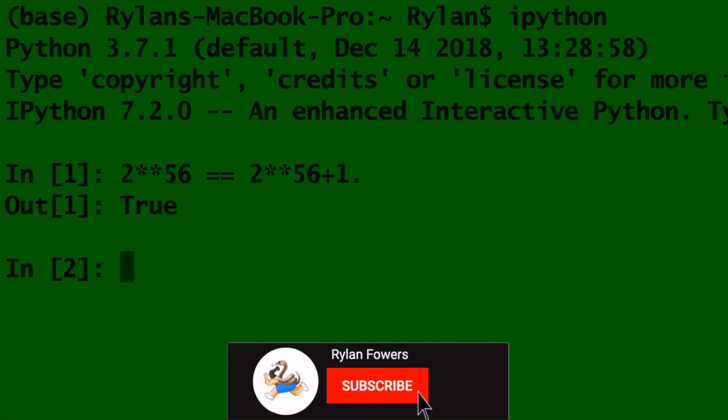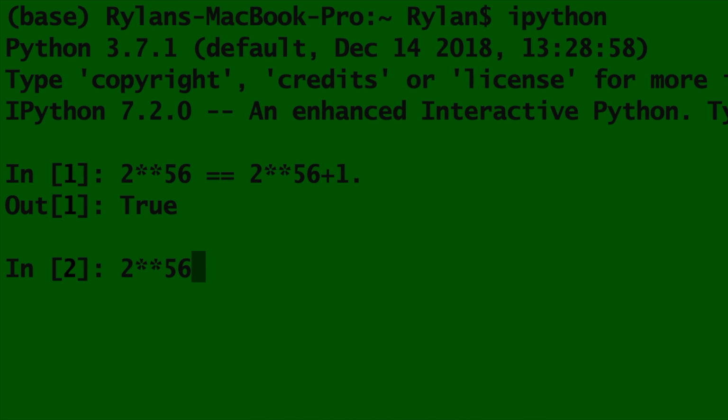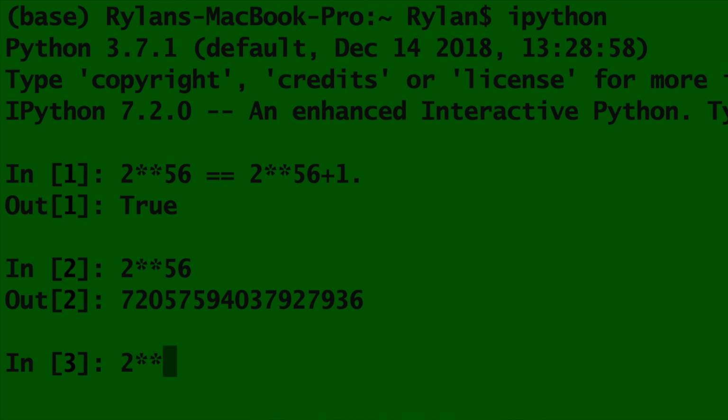Those numbers are clearly distinct. 2 to the 56 and 2 to the 56 plus 1? Why is the computer telling us those are the same number? 2 to the 56 is equal to this large mess, and 2 to the 56 plus 1, yes, equally large mess, but it is definitely 1 digit different.